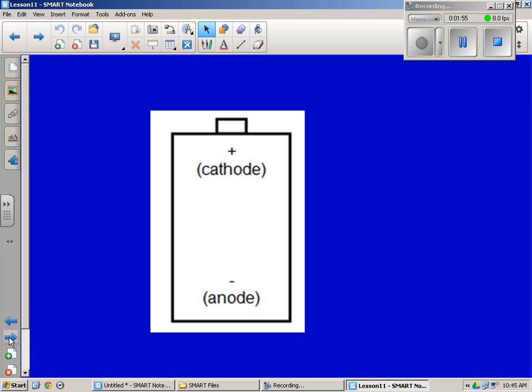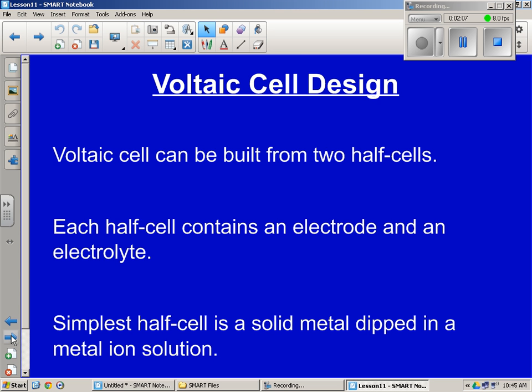Here's an example of maybe a C battery, and you might say, well, where's the aqueous solution and all that other stuff? Well, it's a little more complex than that. That's Duracell's and Energizer's patent pending thing in there, okay? But basically, that's what we're going to talk about.